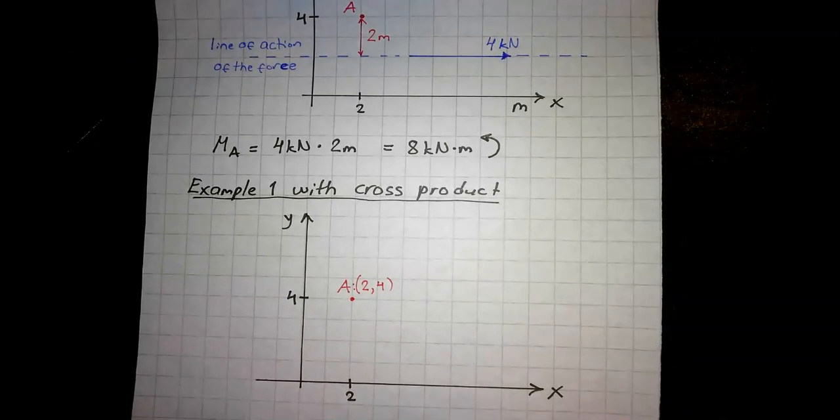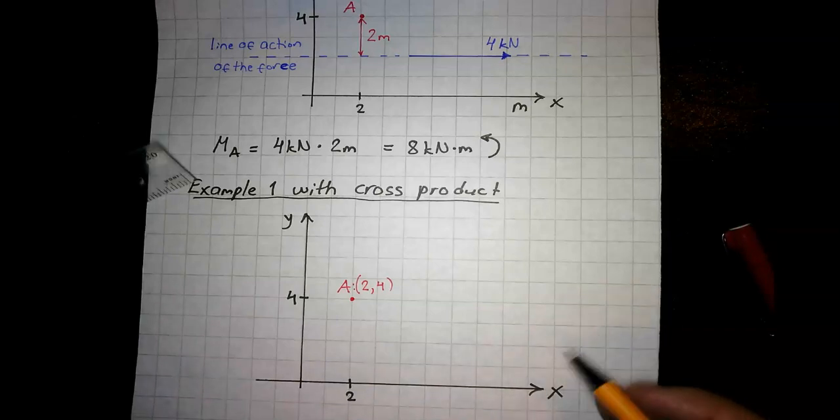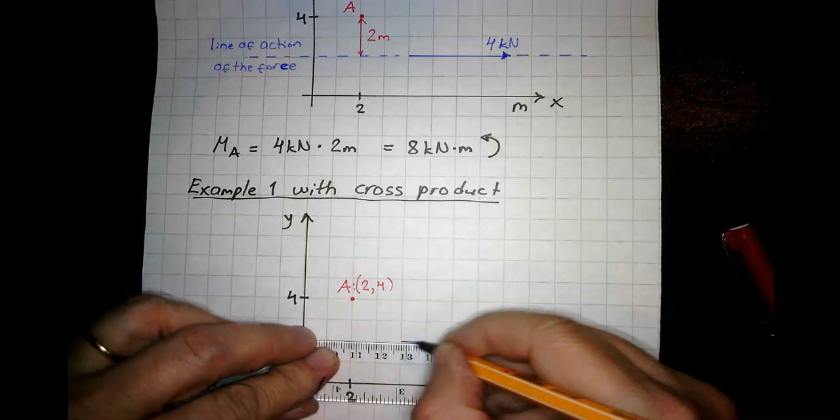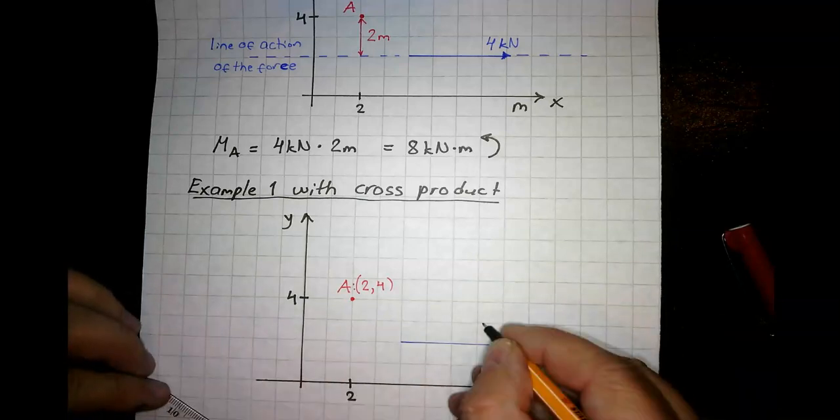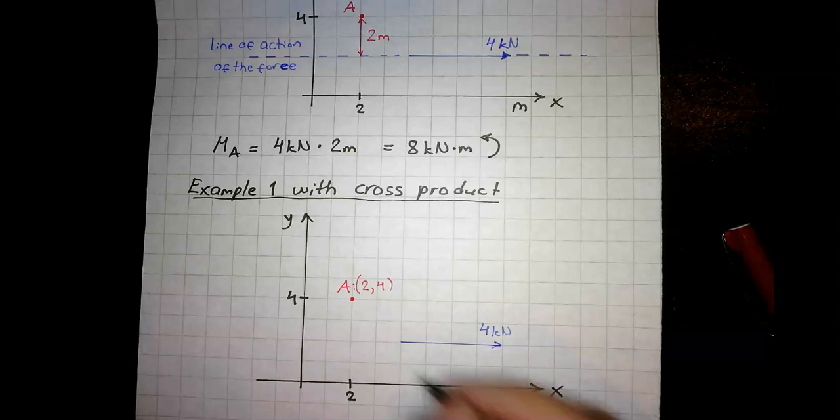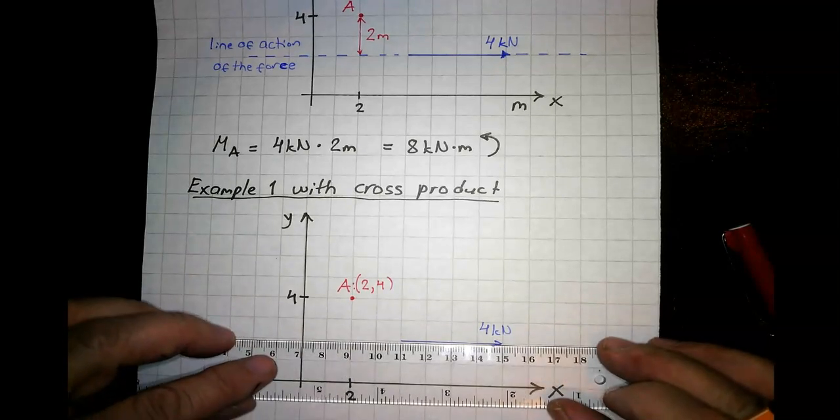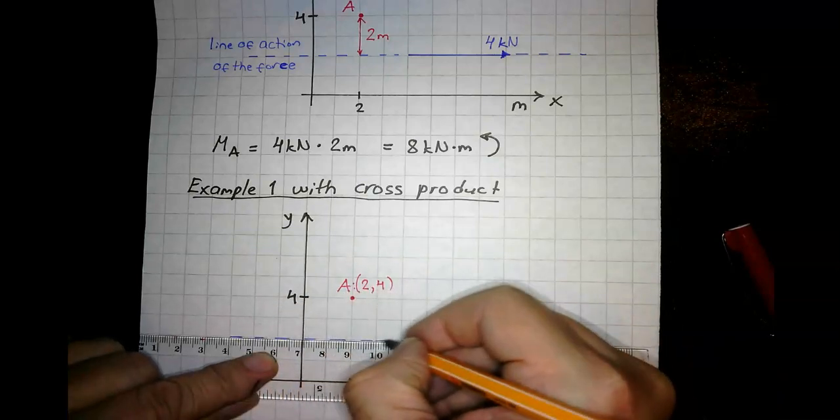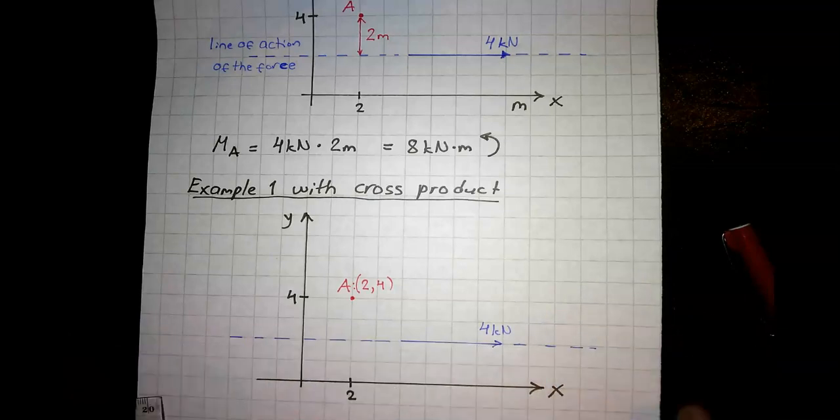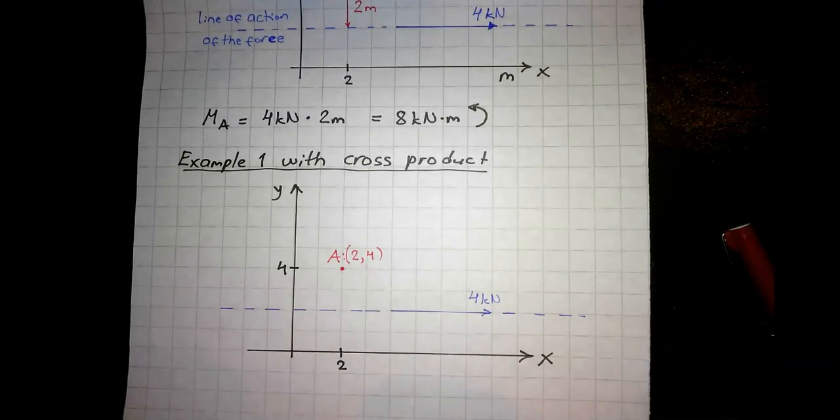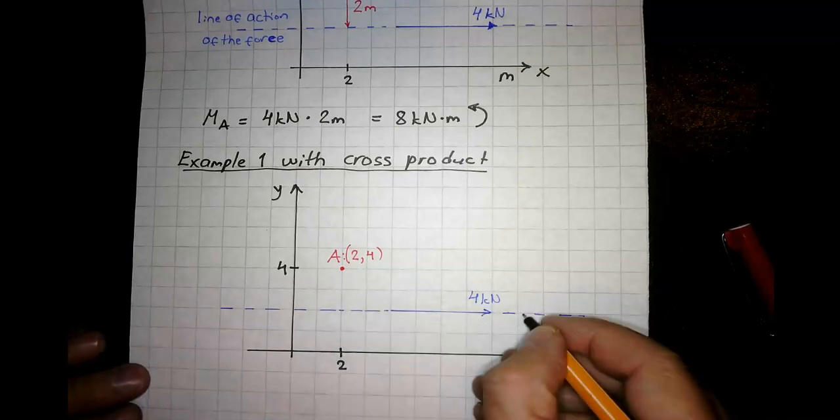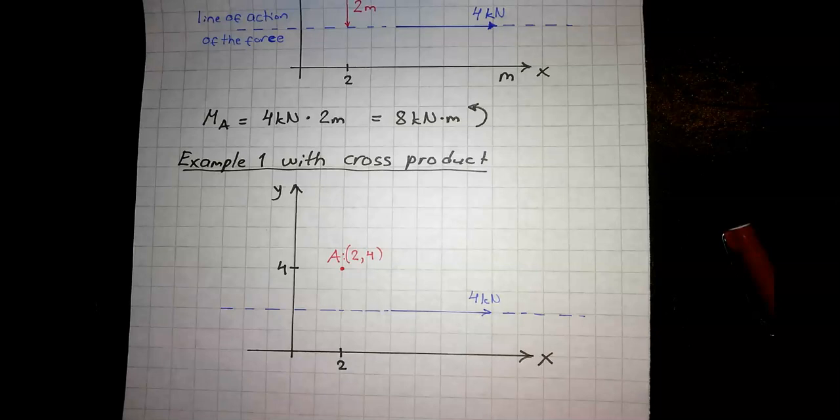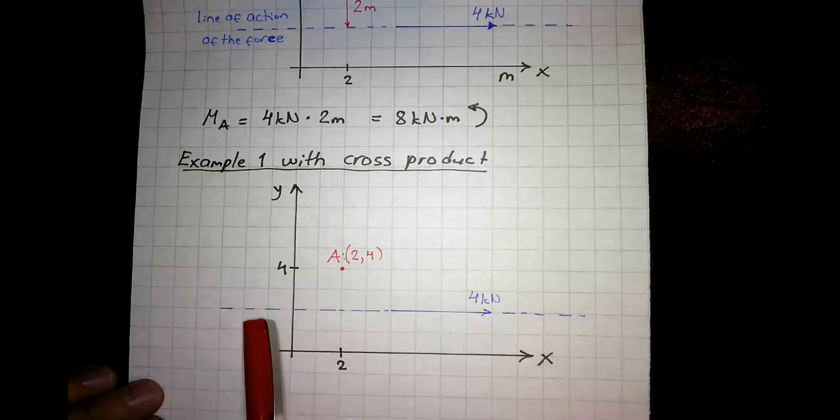And then we had this force here, which is oriented like this, 4 kilonewtons. And we had this line of action there. And in this vector method or cross product method, we choose whatever point from this line of action of force. We can choose whatever point we like.